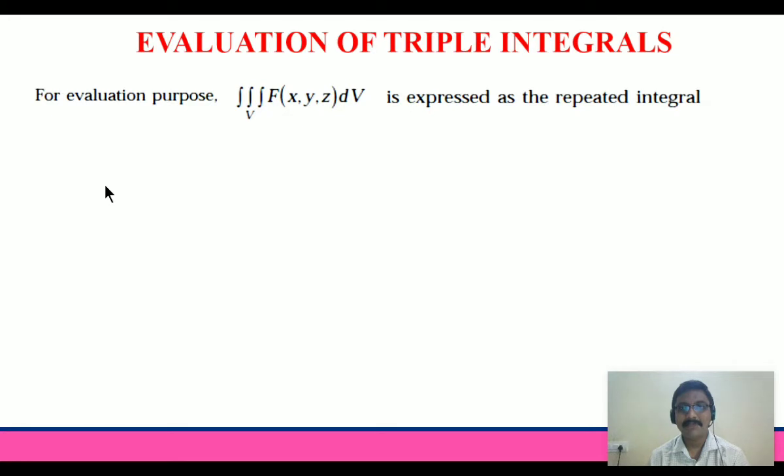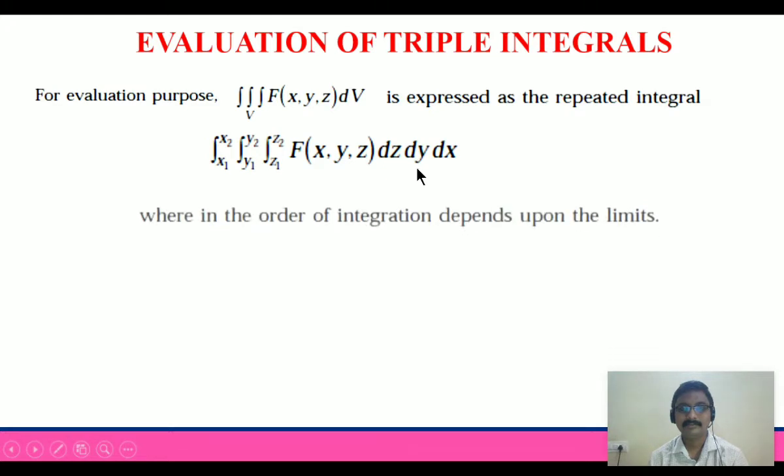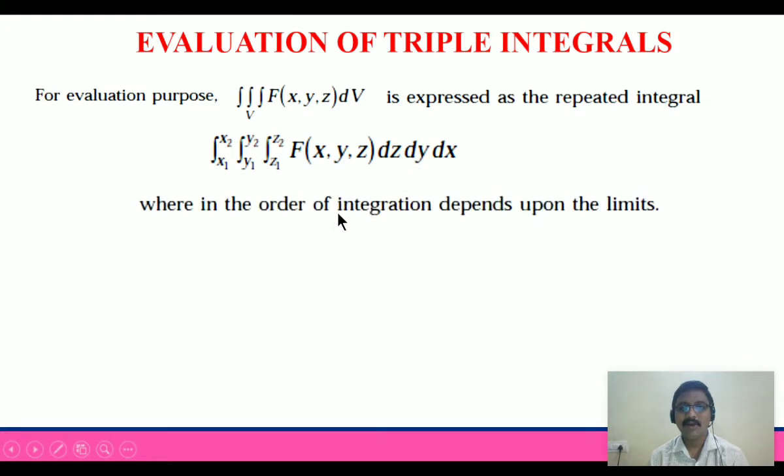For evaluation purposes, the triple integral over V of f(x,y,z) dV is expressed as a repeated integral. The repeated integral is the integral from x1 to x2, integral from y1 to y2, integral from z1 to z2, f(x,y,z) dz dy dx, where the order of integration depends upon the limits.